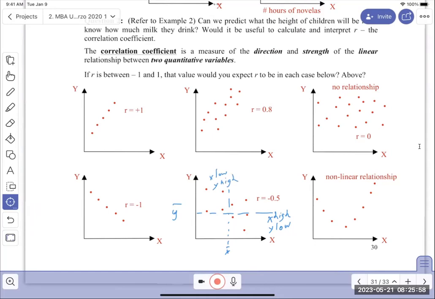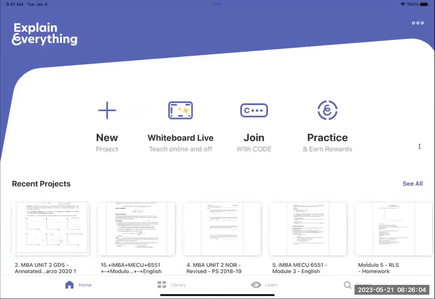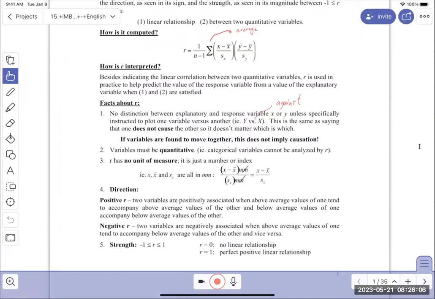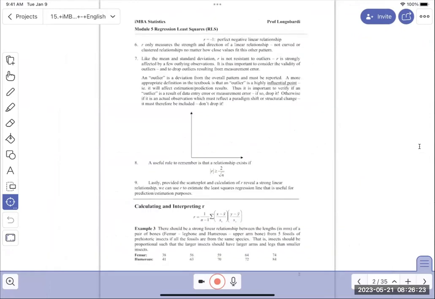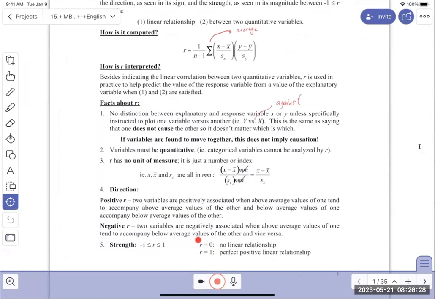Okay, so now that's looking at it graphically. Now let's look numerically at how that works, and that's what I discuss here. First, just to say, strength is measured by how close R is to -1 or +1. If it's 1, it's perfectly positively linear. If it's -1, it's perfectly negatively linear. And otherwise, there's no relationship.